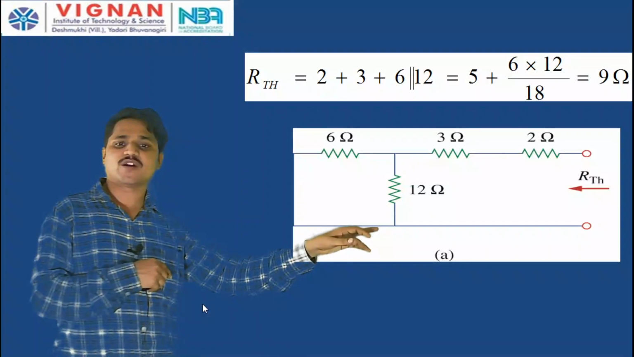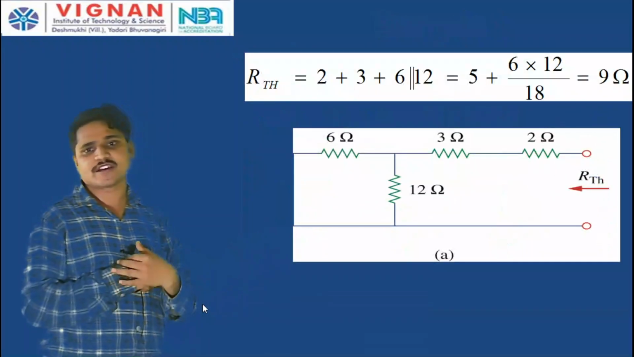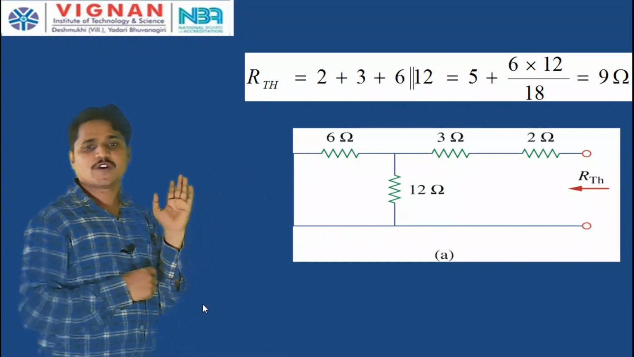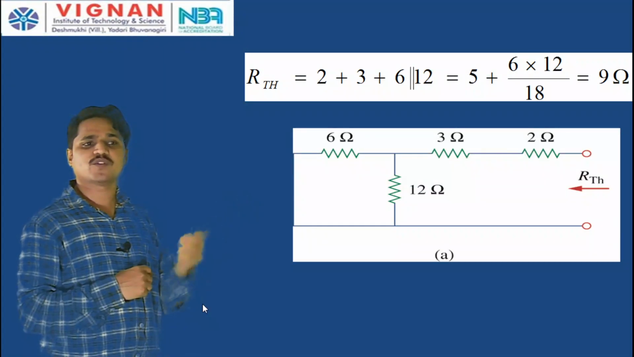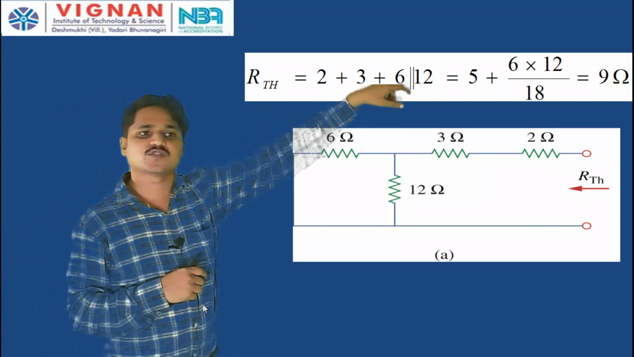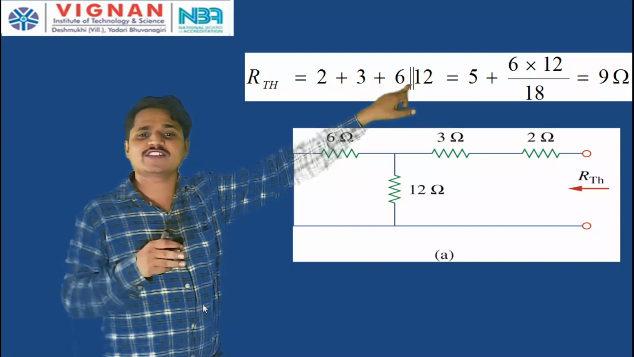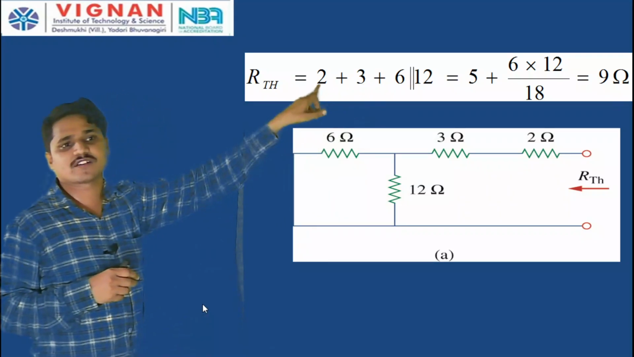Therefore, I want to find the R Thevenin from the terminals A and B, the same terminals A and B. Now, when you calculate the equivalent resistance, you have to go from the left side. So, 6 ohms and 12 ohms are both in parallel, and whatever this combination gives is in series with the 3 ohm resistor plus the 2 ohm resistor.